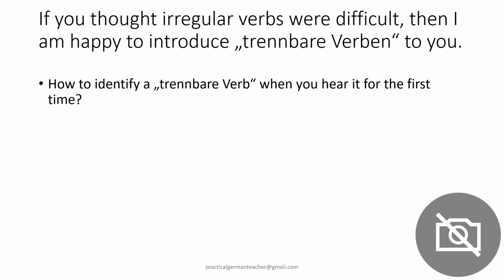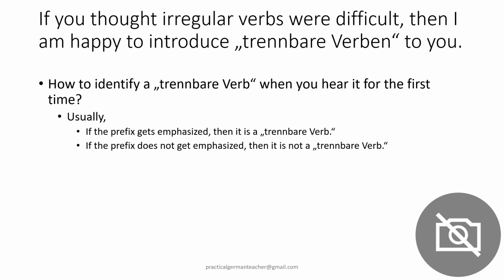All right. I don't think it is important, but let's just go through it. How do you identify a trennbare verb when you hear it for the first time, especially in a sentence where modal verb is being used? Because there the prefix will not be separated, so you don't know if it's a normal verb or if it's a trennbare verb. Usually, if the prefix gets emphasized, then it will be a trennbare verb. If the prefix does not get emphasized, then it will not be a trennbare verb.